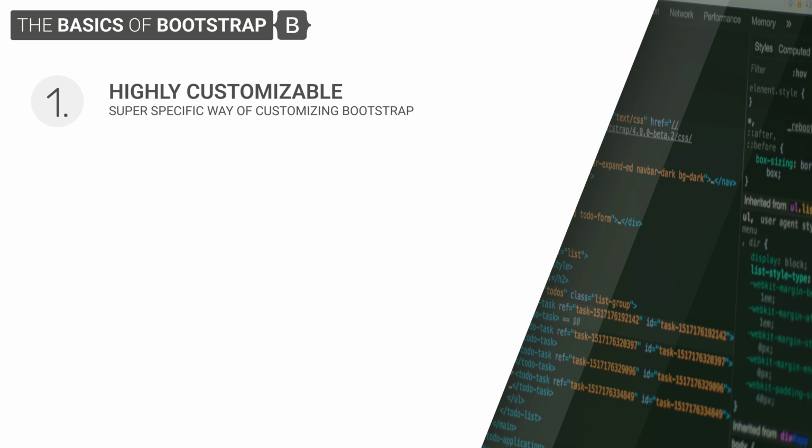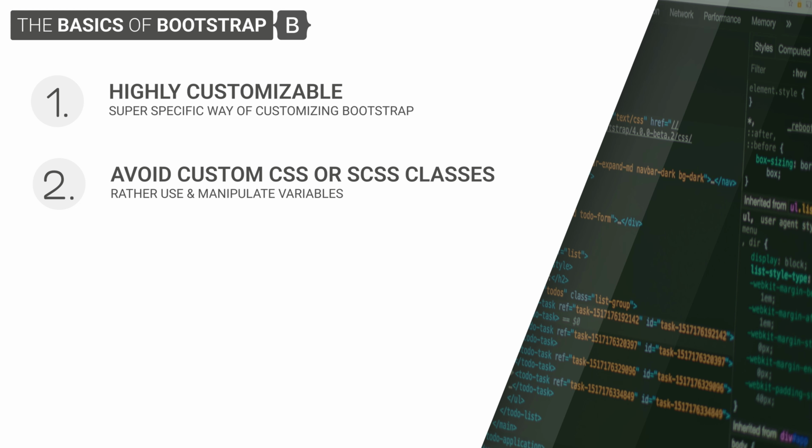Key number one thing about Bootstrap: we want to avoid creating custom CSS classes at all costs. So we want to use variables and manipulate variables to get where we want to be. Now, why is that important when designing a website? Well, we need to know and understand how the variables work to make sure that we don't create custom classes.